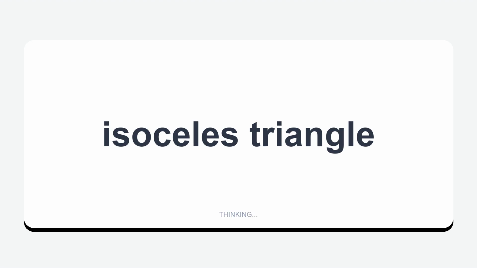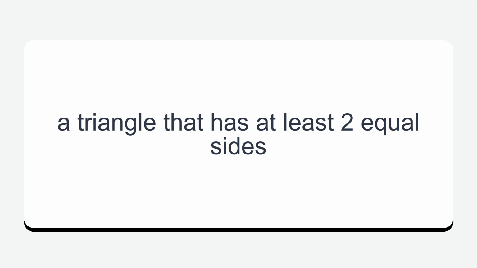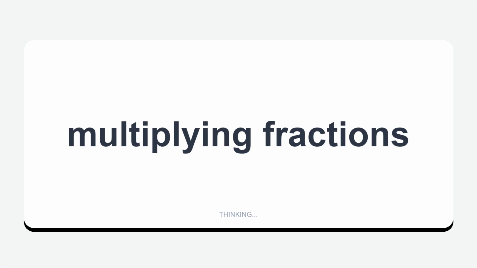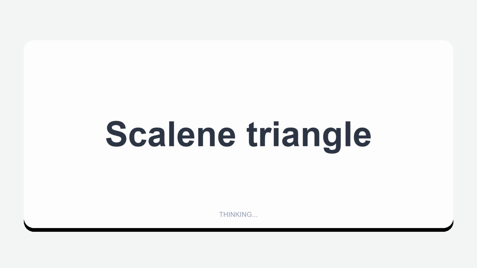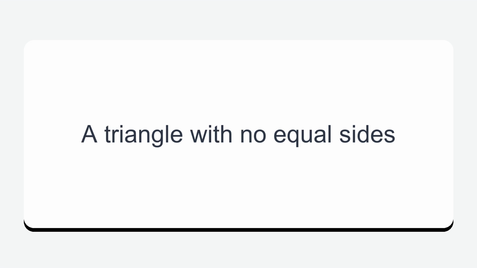Isosceles triangle. A triangle that has at least two equal sides. Multiplying fractions. Multiply across. Scalene triangle. A triangle with no equal sides.